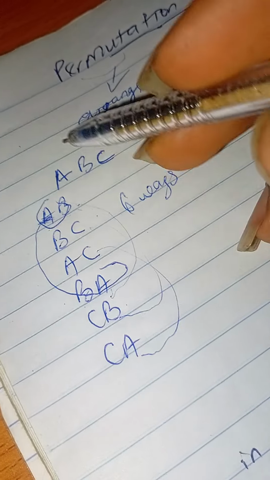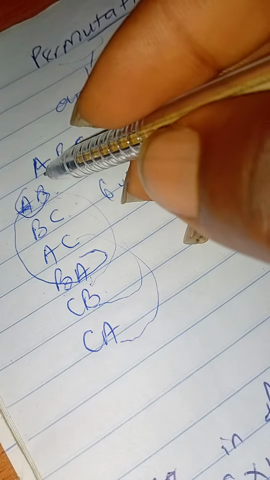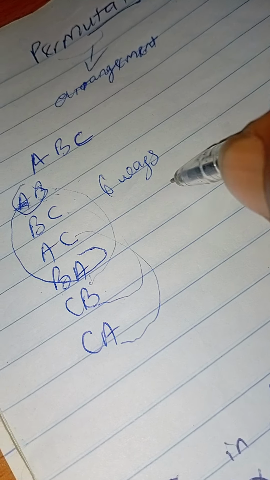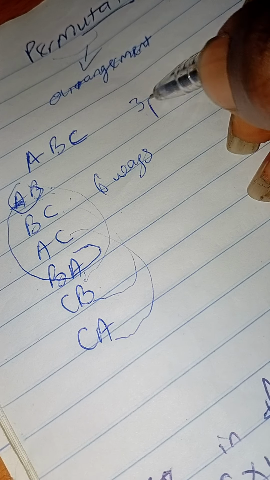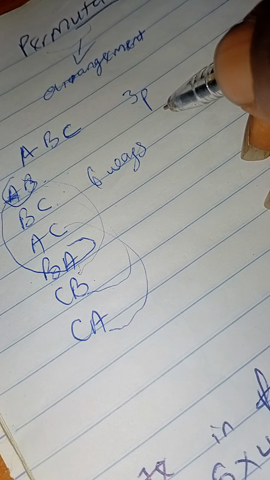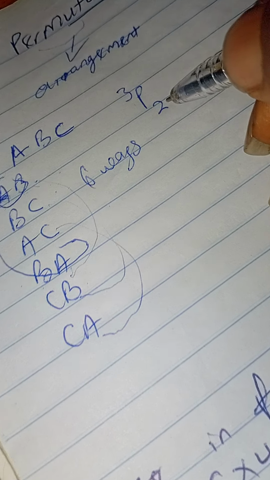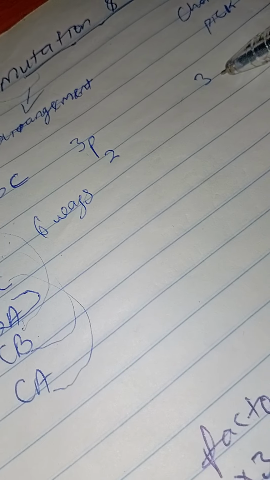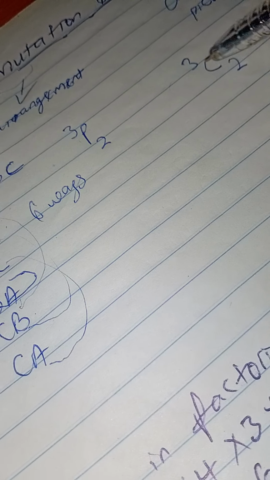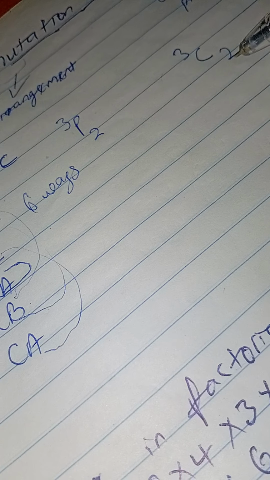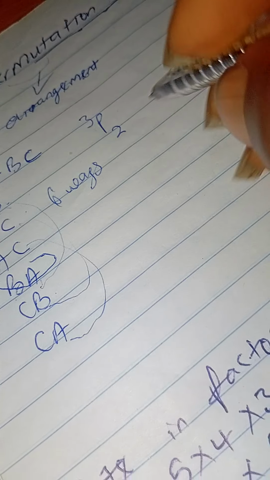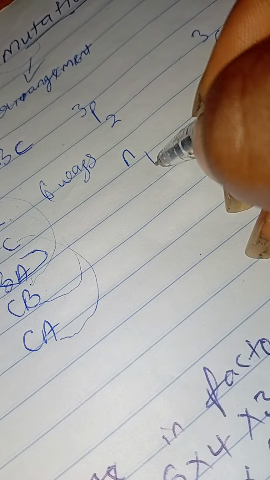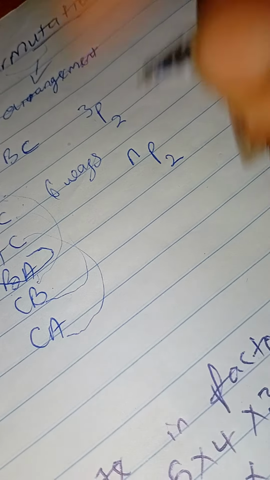So for permutation, because there are 3 letters available and you want to arrange 2, that's going to give you 3 permutation 2. But for combination, it's going to be what? You are choosing 2 from 3, 3 combination 2.